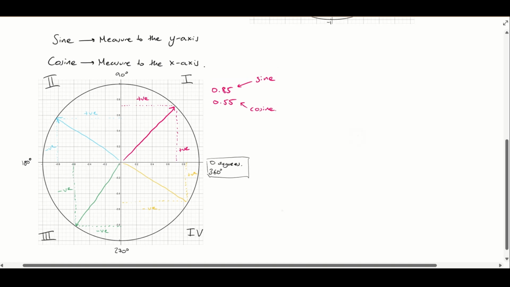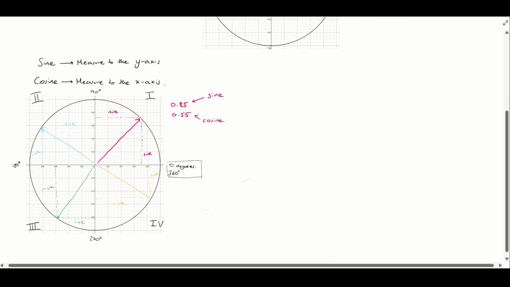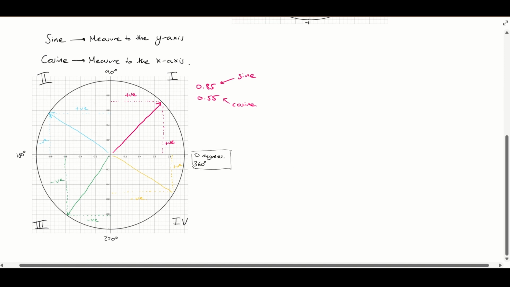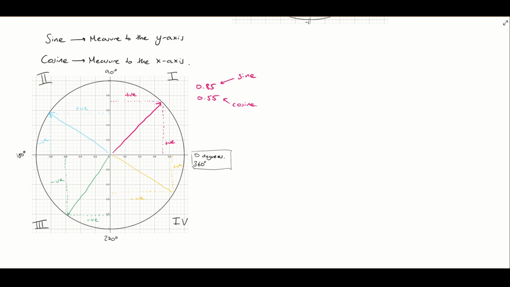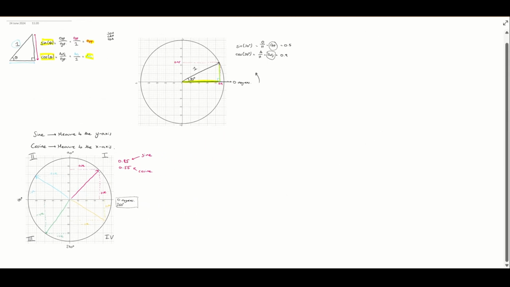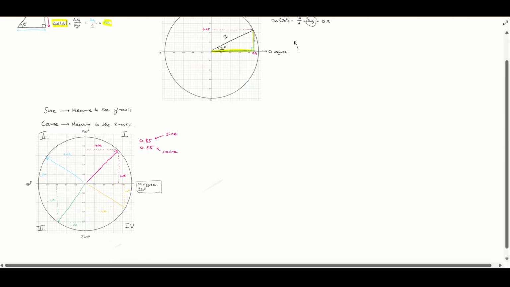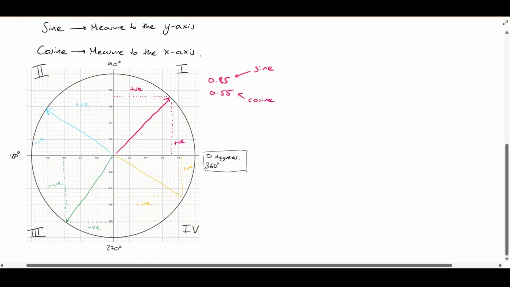Right. There's a worksheet that goes with this, which will be attached, and you can have a go at drawing some of these angles yourself and estimating the sine and cosine values, okay? You might want to watch this part through just up the top here, maybe once or twice, just to fully understand and get an appreciation for where it comes from. But once you put that to bed in your mind, we're really just focusing on this bit down here from now, right? So it's just remembering the sine measures to the y-axis and cosine measures to the x-axis.